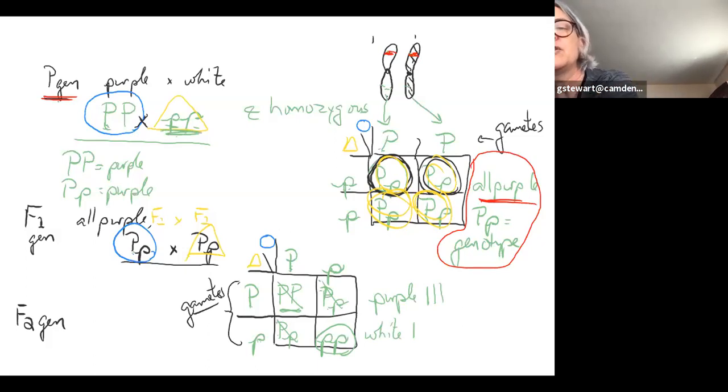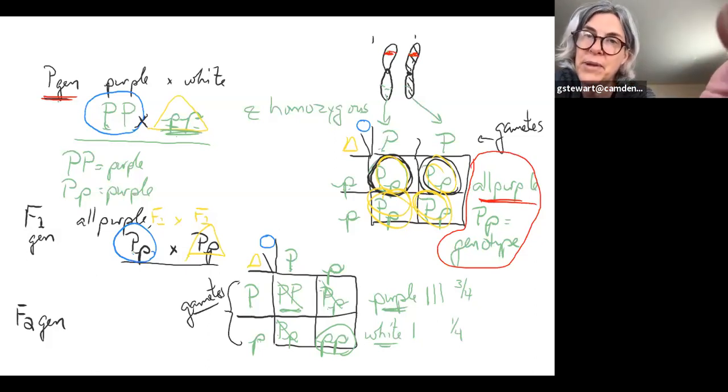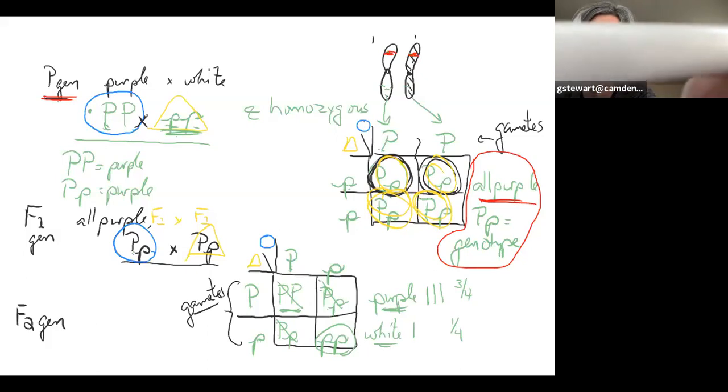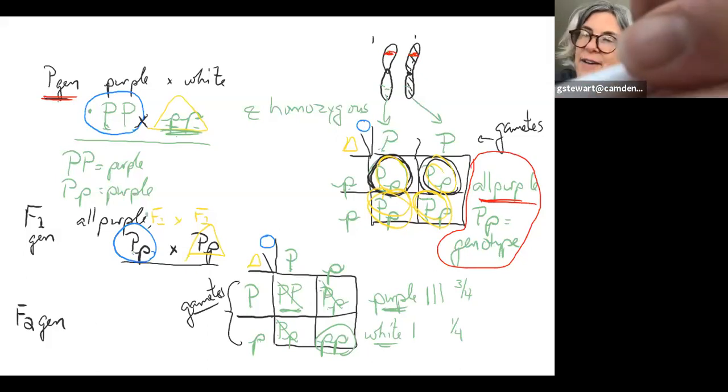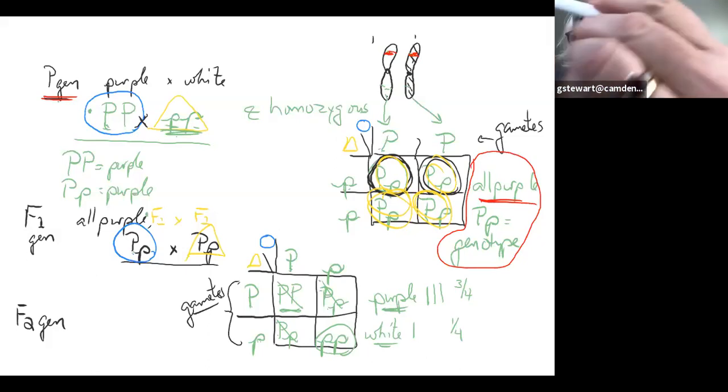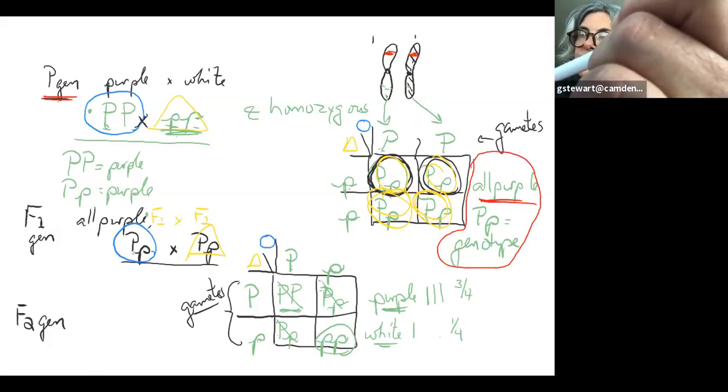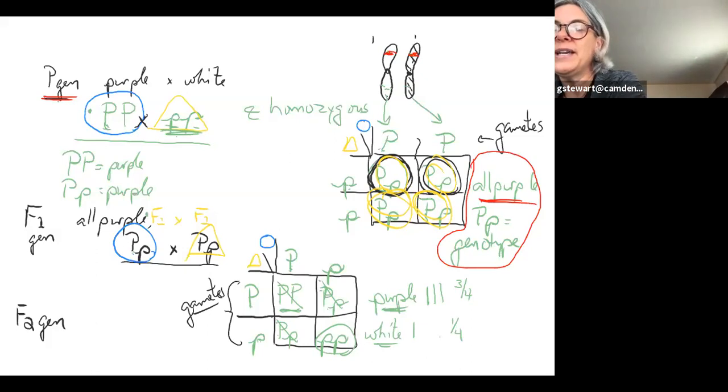This is where we get that ratio of 3/4 to 1/4, purple to white. This is the same, guys, every single time. If I start with true breeding parents and it produces an F1 and the F1 self-fertilize, the F2 will always be 3/4 to 1/4. I can only see white in the phenotype when I have 2 little p's. All right, questions, comments, worries, concerns about that?